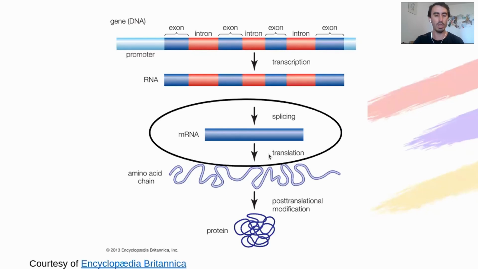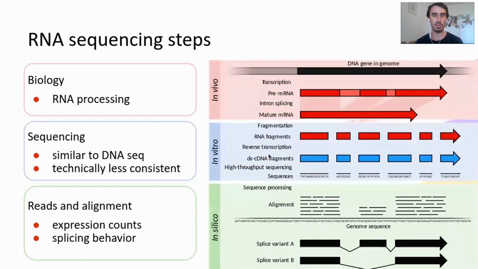So getting into the RNA sequencing steps, similar to DNA sequencing, we start off with a bunch of reads. We align those reads to a genome, but the questions we're asking are slightly different. While you can detect variants from RNA sequencing, and I'd love to spend more time talking about that later, most of the focus goes towards changes in expression and differences in splicing.